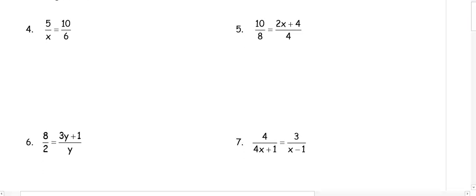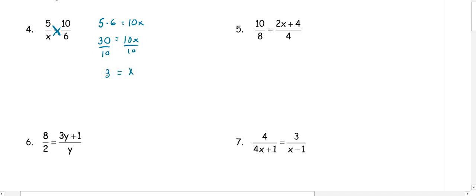So when we cross multiply, you are going to multiply the numerator of one fraction with the denominator of the other. So we have 5 times 6, and we have 10 times x. So when I multiply, I get 30 equals 10x. To get x by itself, we're going to divide both sides by 10. So we get x equals 3.